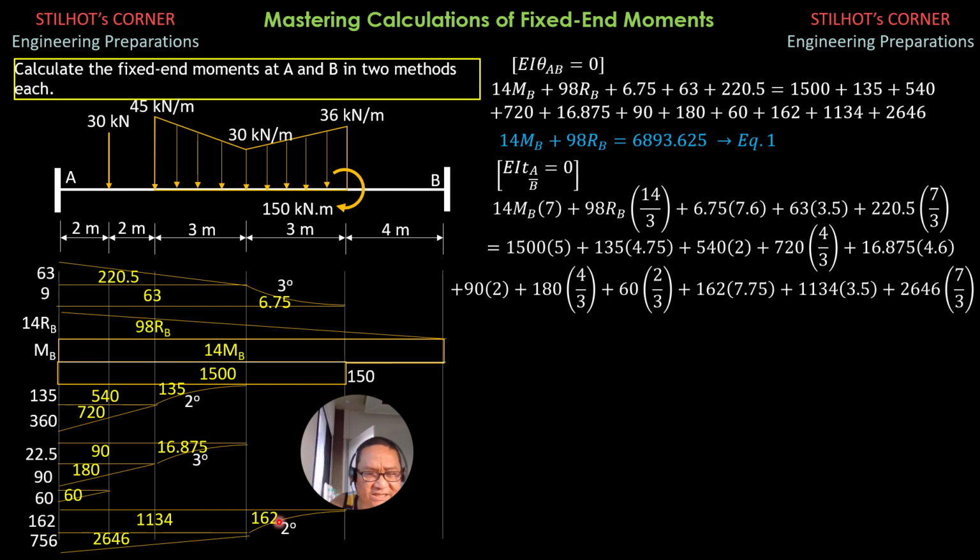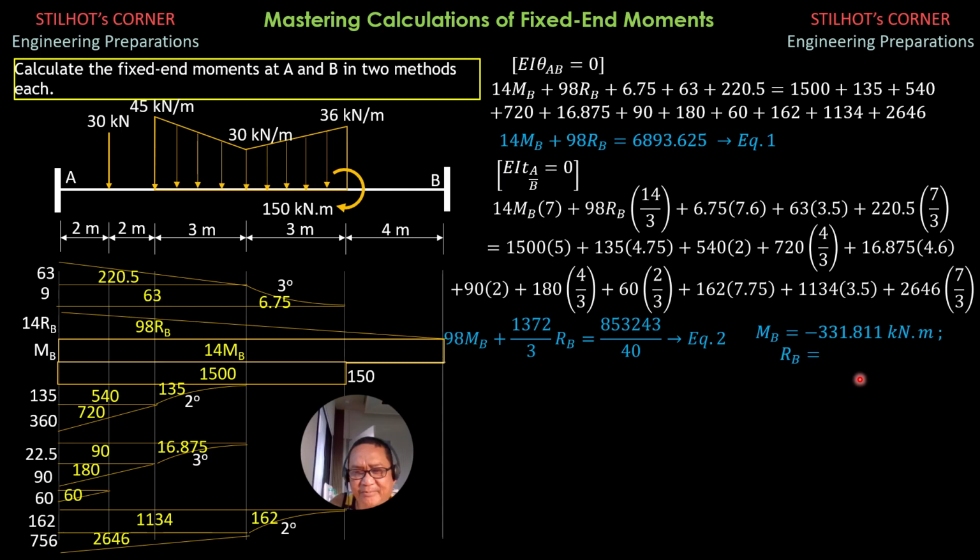162. This distance is 3 divided by 4 or 0.75 plus 7. That's why we have 7.75. Simplifying this equation, we have 98 MB plus 1372 over 3 RB equals 853243 over 40. Solving equations 1 and 2 simultaneously, we get MB equals negative 331.811 kilonewton meter and RB is 117.745 kilonewtons.